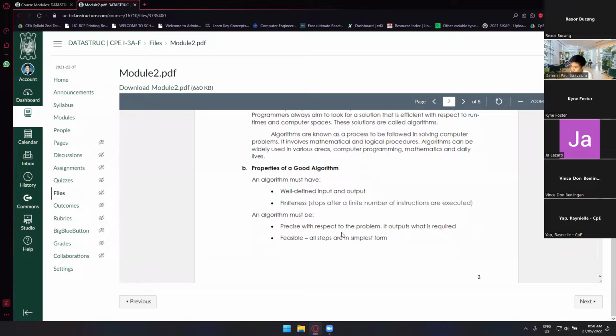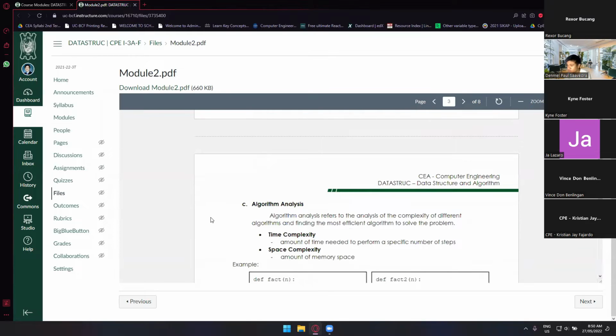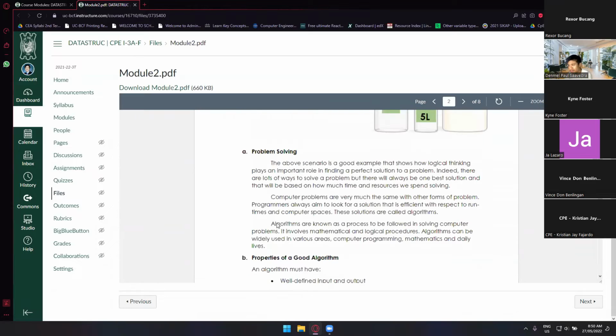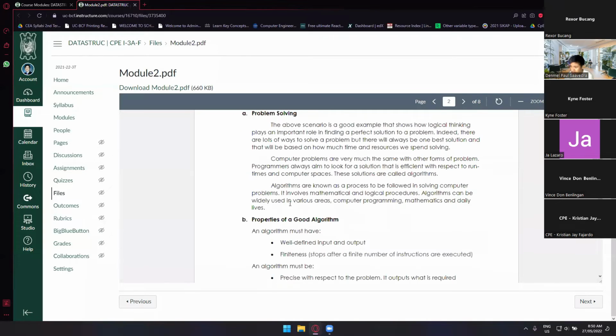Okay, it outputs what is required, and then it must be feasible. All steps are in simplest form. Okay, third one is algorithm analysis. This is another step that you can do in order to solve this kind of problem.